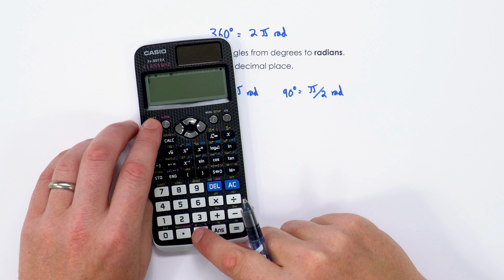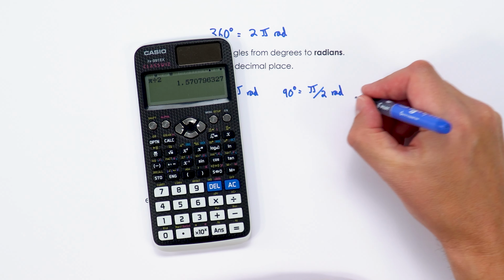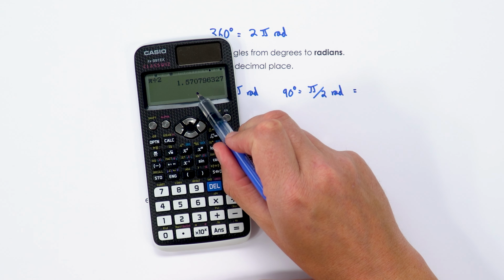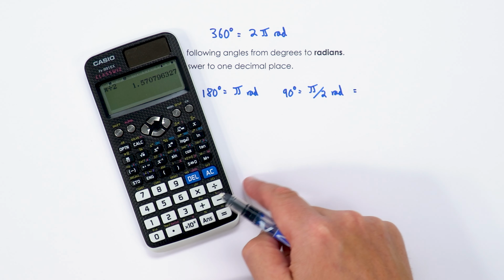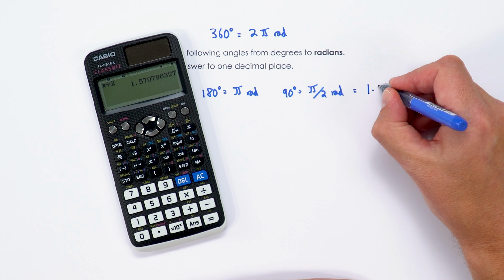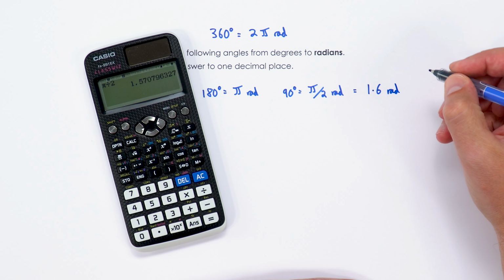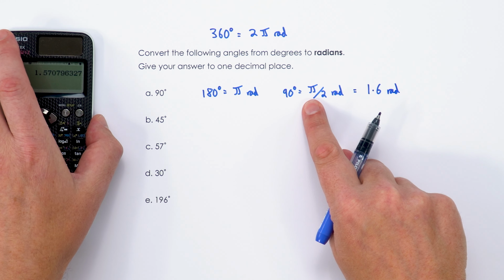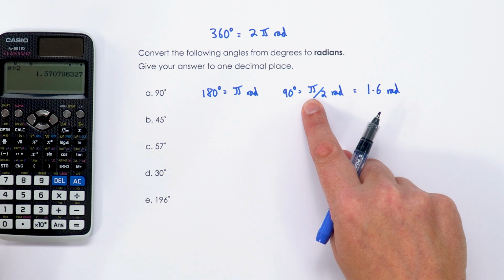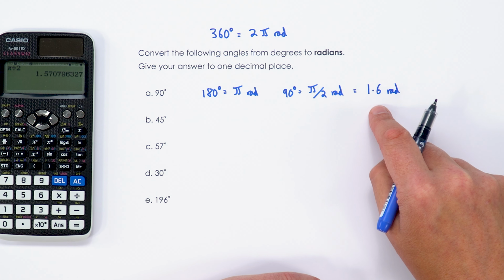So what I'm going to do is just look at pi divided by 2, which is equal to 1.57, but we need to give this to one decimal place, so in this example, this is just going to be equal to 1.6 radians. And there we go. So we're not going to give our answers as a fraction or pi over 2 or 2 pi. We're going to give it as an actual number.